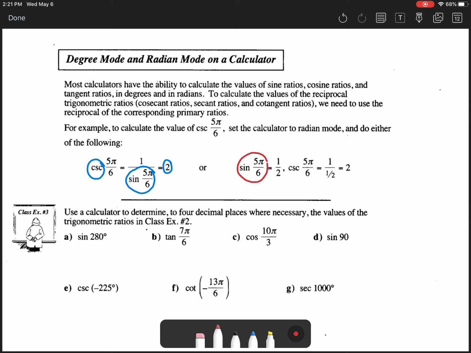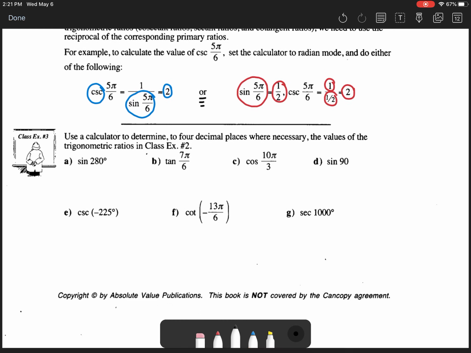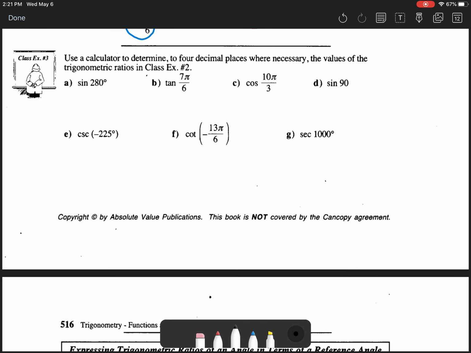Or the other way of doing that is, like I said, just simply find out what sine of 5 pi over 6 is, which is 1/2, and then go 1 over 1/2, which will also give you 2. So that's why they say or here. You think of it in one of two ways when you're calculating it, but that's how you get it. It's 1 over what the calculation is for sine. And that's why we call it the reciprocal, because reciprocal means 1 over a value.